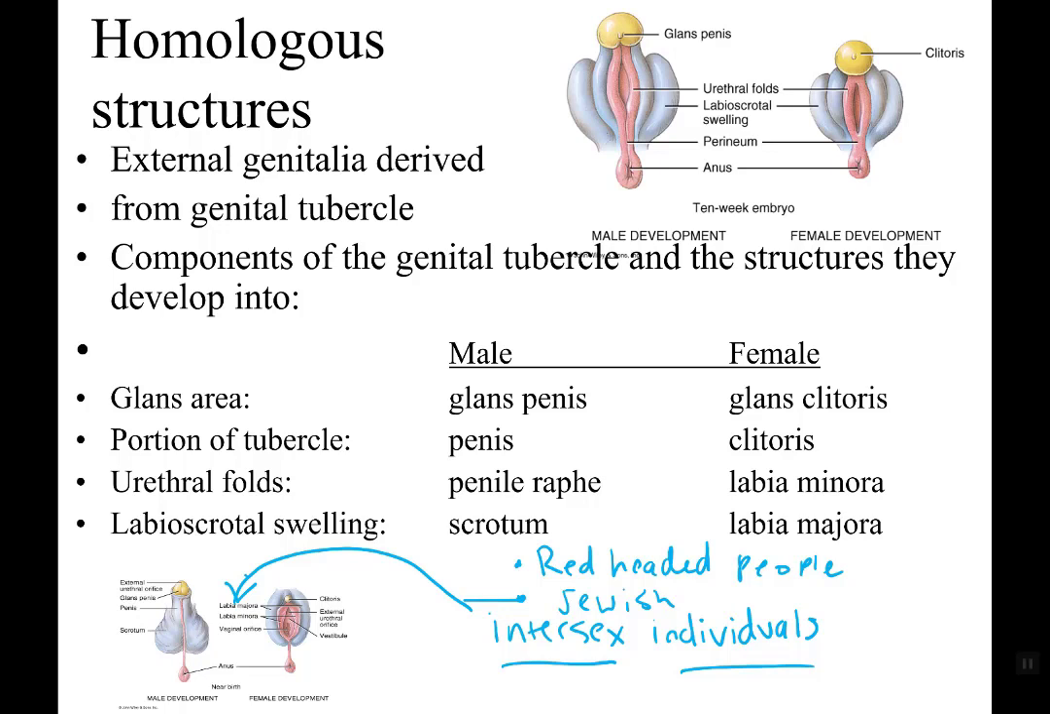My point here is we are used to encountering redheaded people and people who are Jewish in our day-to-day lives because they make up a portion of our population. They are part of our community. Intersex individuals are about as frequent as those folks. So they're part of our community biologically, and they deserve to be acknowledged.